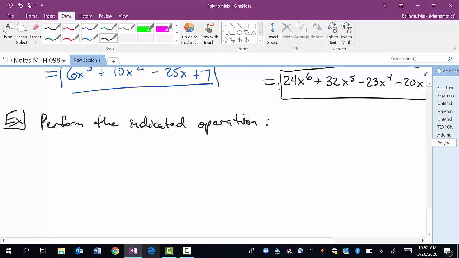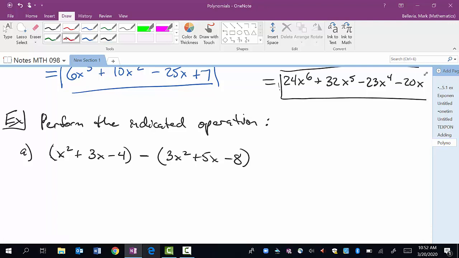The first thing we'll do is take a look at something like this. If I said I had x squared plus 3x minus 4 in parentheses, and there's a minus sign here, and then in parentheses 3x squared plus 5x minus 8.